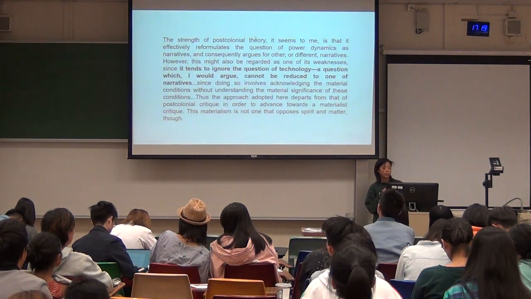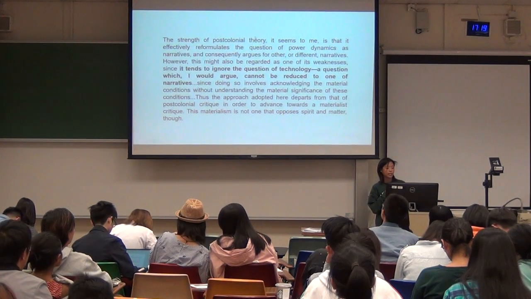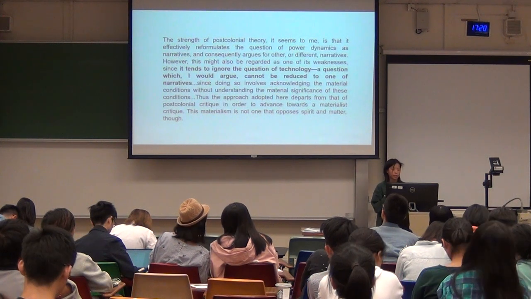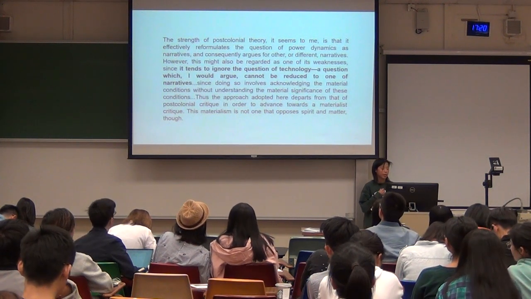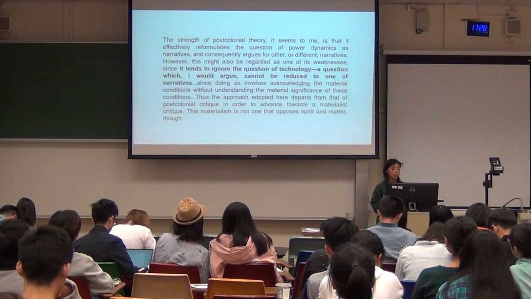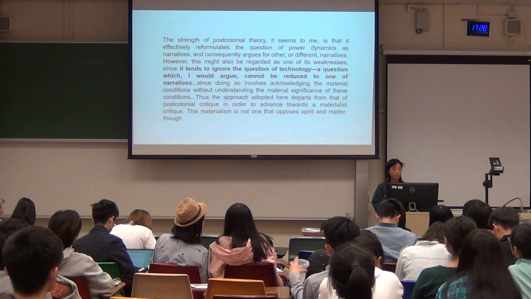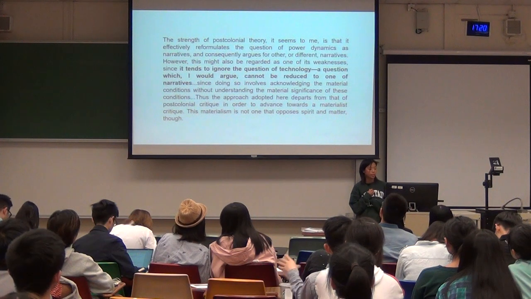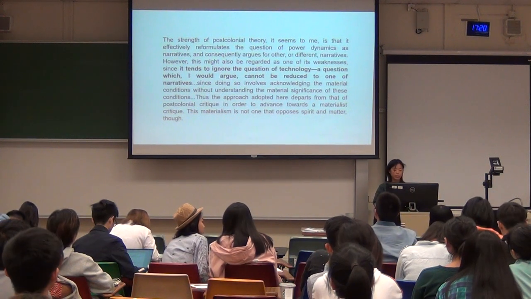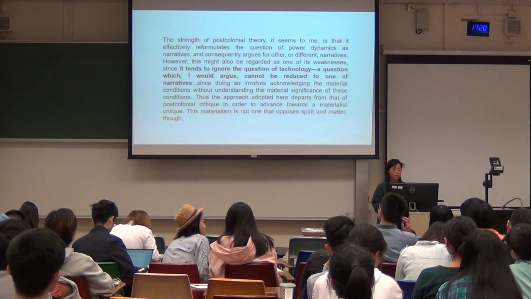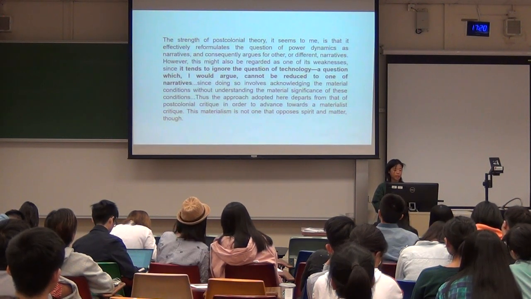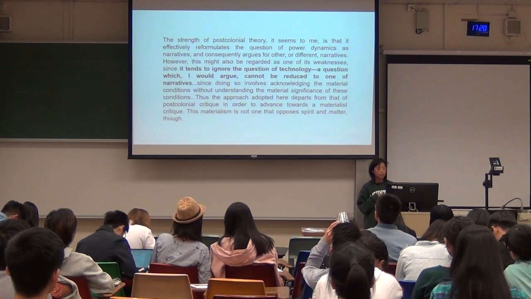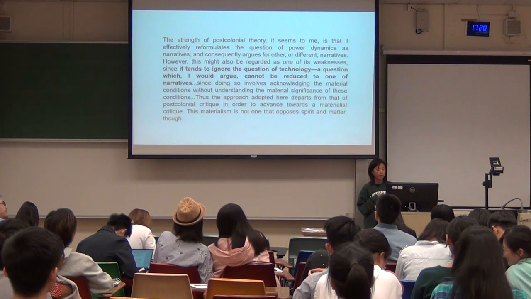The strength of postcolonial theory, it seems to me, is that it effectively formulates the question of power dynamics as its narratives, and consequently argues for other or different narratives. However, this might also be regarded as one of its weaknesses, since it tends to ignore the question of technology, a question which, I would argue, cannot be reduced to one of narratives, since doing so involves acknowledging the material conditions without understanding the material significance of these conditions. Thus, the approach adopted here departs from that of the postcolonial critique in order to advance towards a materials critique. This materialism is not one that opposes spirit and matter, though.